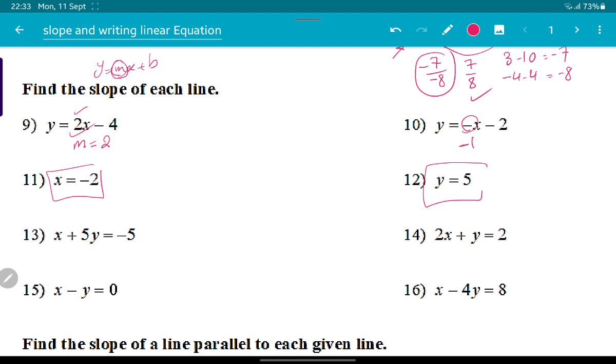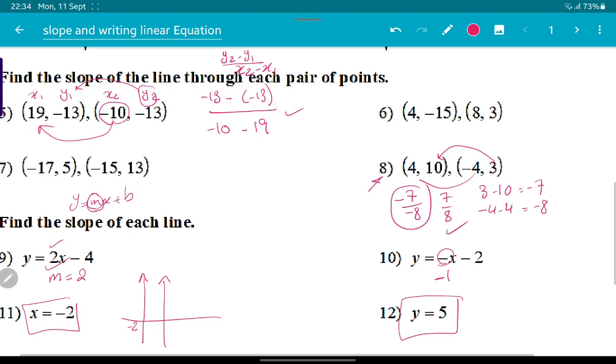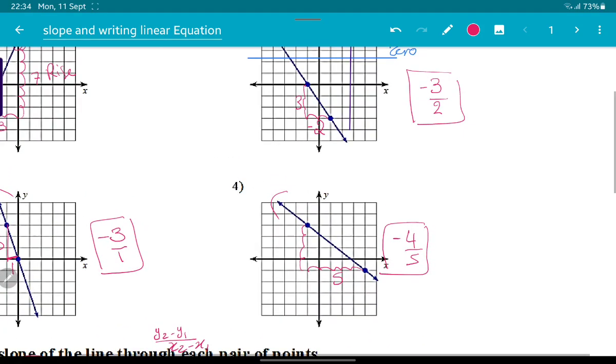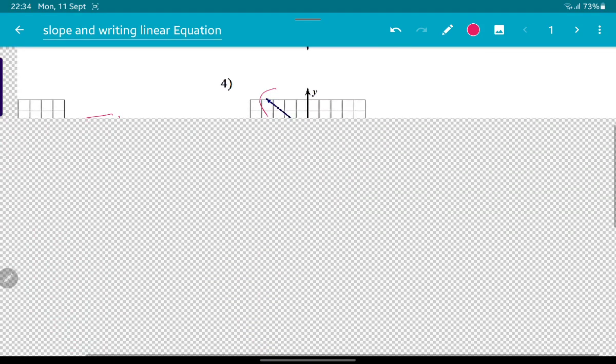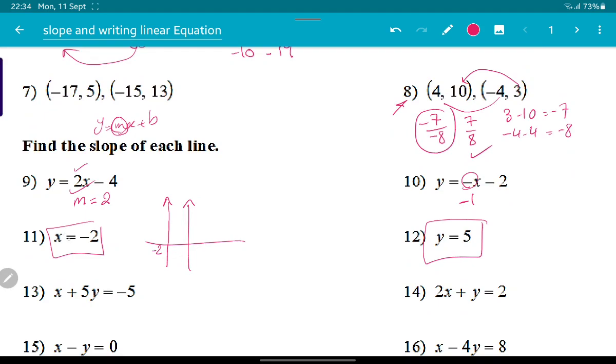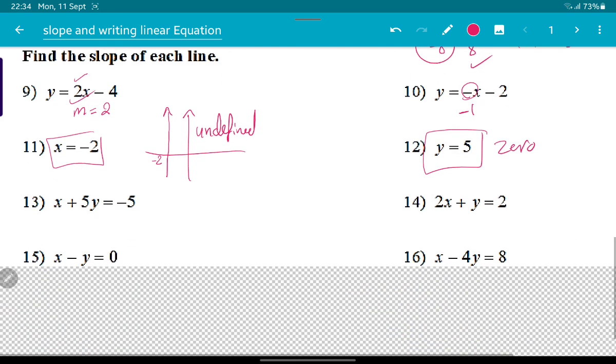But we have two different cases here. When you graph x equals negative 2, this should be intersecting with the x-axis at negative 2 and it's parallel to the y-axis. Do you remember what we said about the graph which is parallel to the y-axis? We said that this is undefined. So x equal any number, it's undefined. Y equal any number, it's 0. So like y equals 3, y equals negative 1, the slope will be 0.